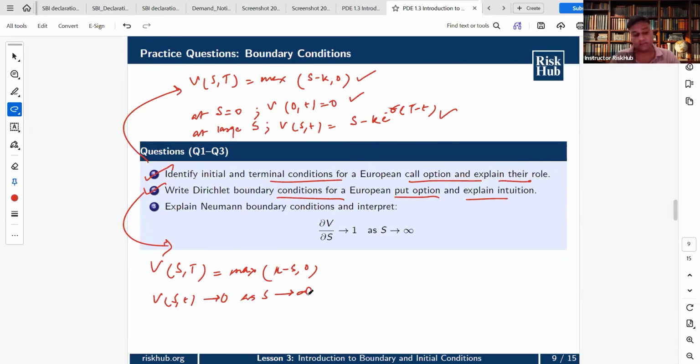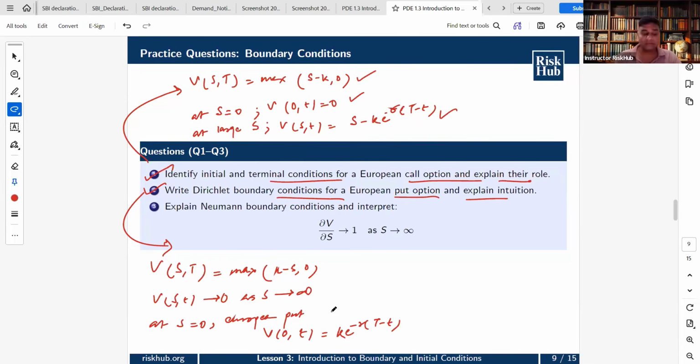If the stock price is extremely high, the right to sell at a fixed strike is kind of worthless. At S equals 0, for the European put, V(0,t) equals K exponential minus r(T minus t), right? Because the stock is 0, the put will pay K at maturity, discounted back to today.